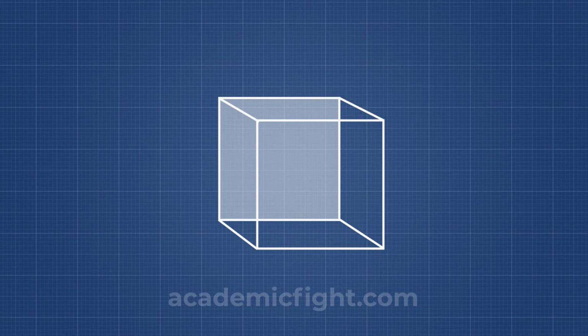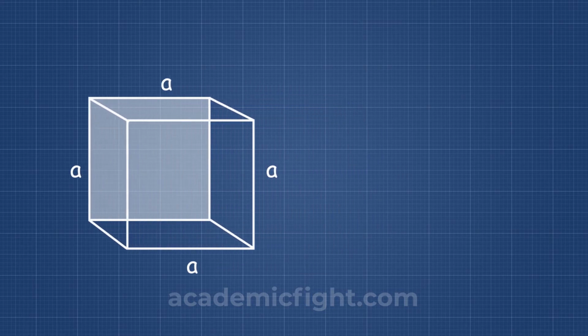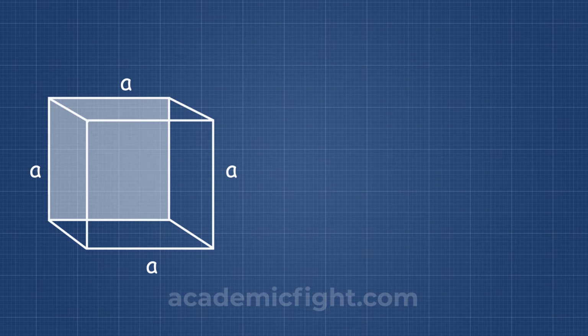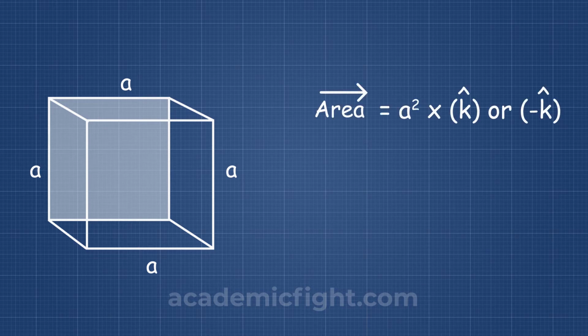Let us take an example of a cube with the length of a on each side. Now according to the formula, area vector for this particular plane is equal to a square into k vector or minus k vector. K vector is coming out of the cube and minus k vector is going into the cube. So out of the two options, we take into account k vector only. Meaning for all closed surface, only the vector that is coming out of the surface from the inside of the object is taken into the account.